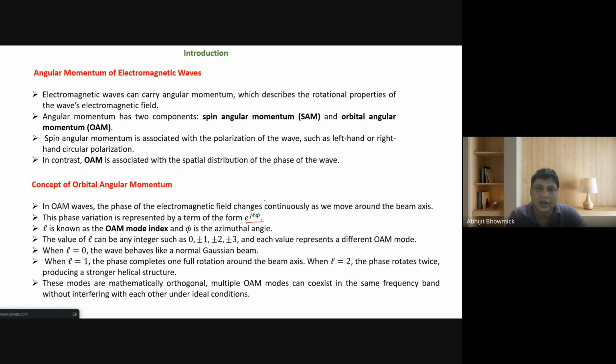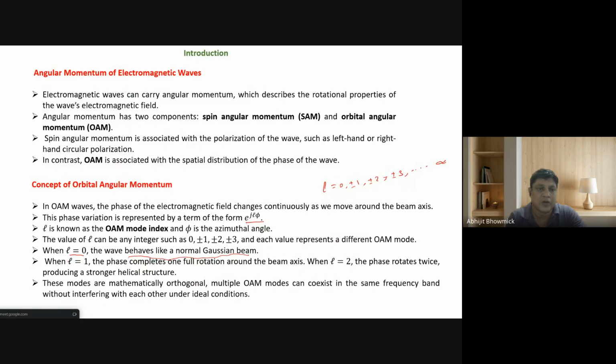The value of l can be 0, plus or minus 1, plus or minus 2, plus or minus 3. There are infinite possibilities. But in practice, after 3 or 4, say 5, it is not possible to decode, because the power of this mode becomes very low, so you can say it is not realizable. When l is equal to 0, that means a normal Gaussian beam.